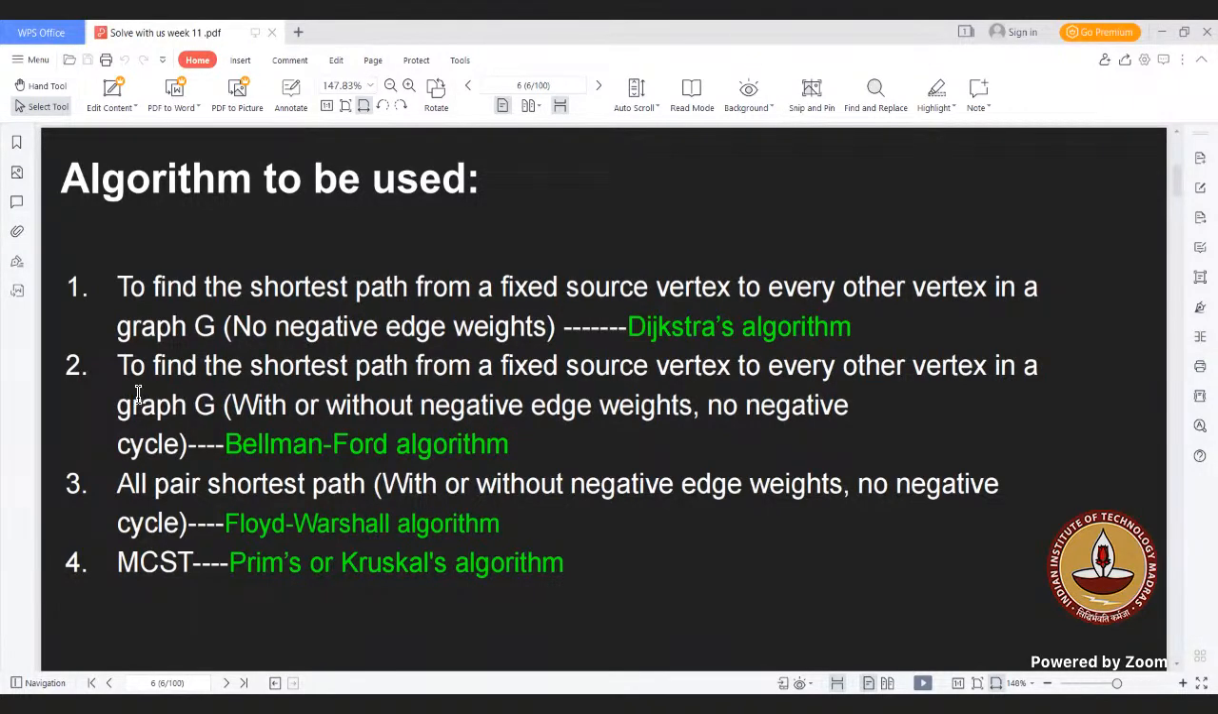So for the second one, it is similar to Dijkstra, but the subtle difference between these two is that it can have negative edge weights also, but a negative cycle is not possible. So can you tell me what a cycle is?